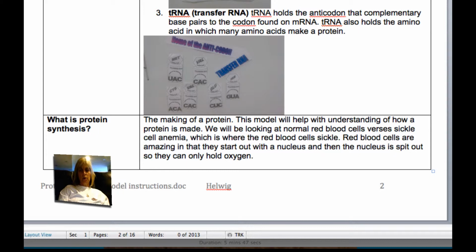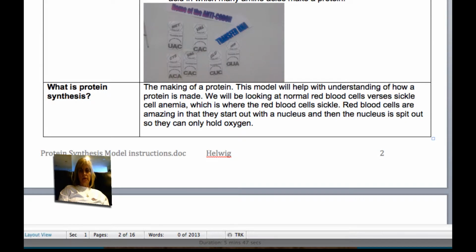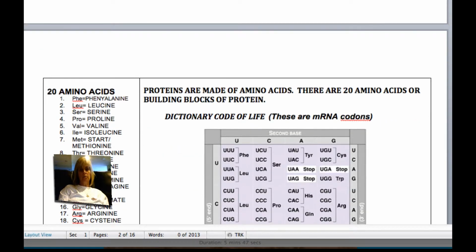In this kit, we're going to look at normal red blood cells versus sickle cell anemia, where the red blood cells actually sickle. Instead of being nice and round, they take on a sickle shape, which is a trait. Red blood cells are amazing because they start out as any cell in the body and then differentiate to become red blood cells. When they do, they literally spit out their nucleus so they can just hold oxygen and get it to the rest of the body.